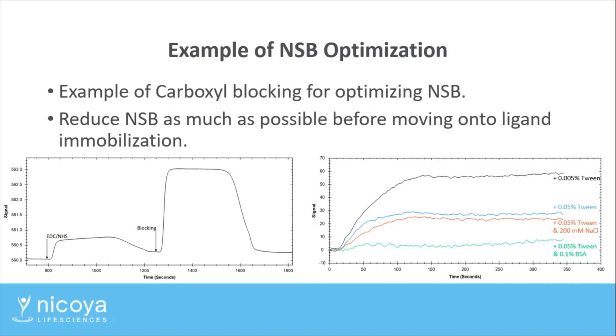So to continue that example of blocking on the carboxyl sensor to test for non-specific binding, what you will then do is inject your analyte starting with your normal buffer condition, which in this case would be our running buffer plus 0.005% Tween. Then you're going to add different buffer additives to see if we can reduce the signal of our analyte on the blocked sensor. As you can see from this example on the right, the curve in green, which has 0.05% Tween and 0.1% BSA added, has reduced the non-specific binding to 0. So these are the conditions that you will now add to your running buffer and your analyte samples for your specific test.